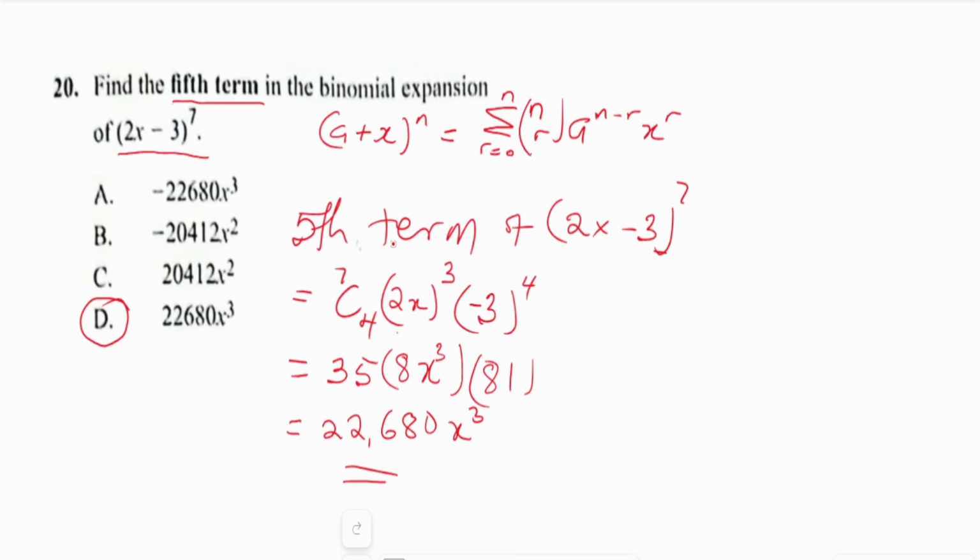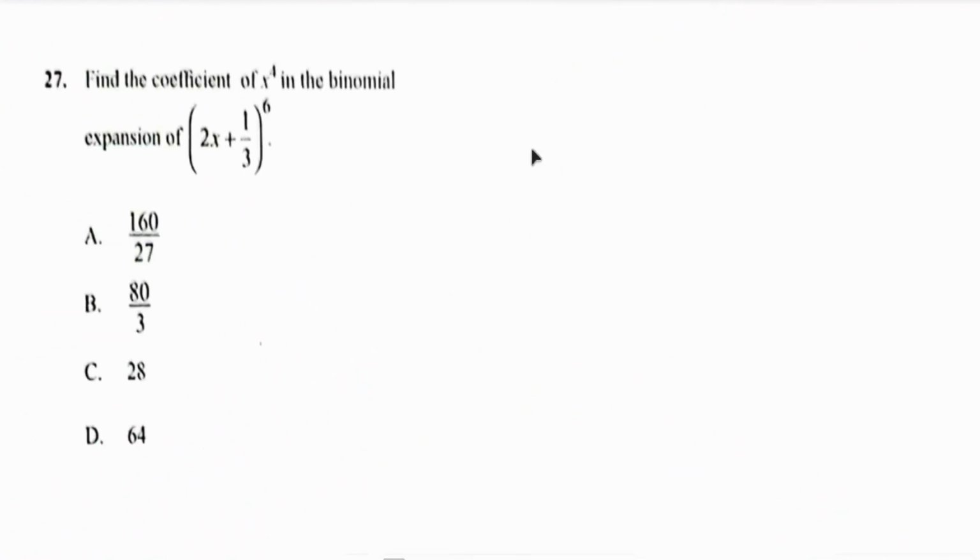We move on to question 27. Question 27 asks us to find the coefficient of x exponent 4 in the binomial expansion of (2x + 1/3) exponent 6. Again, as simple as it looks, the key facts are that this is the binomial, and you have to find the coefficient of x exponent 4. Since by solving this problem we are not treating the topic from scratch, we will just be using some ideas from the topic.